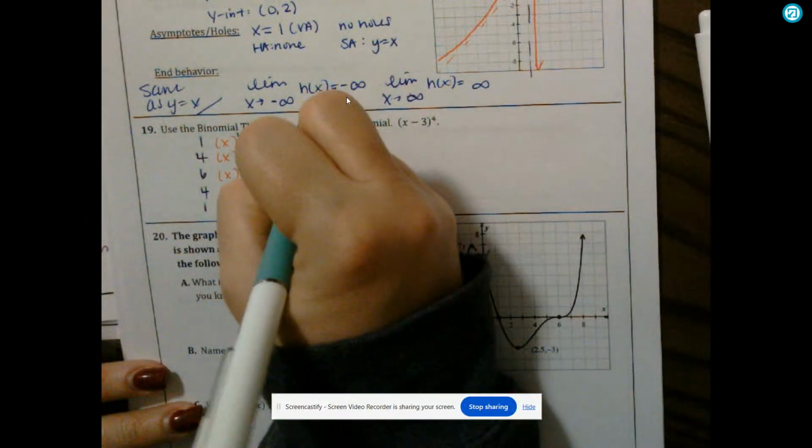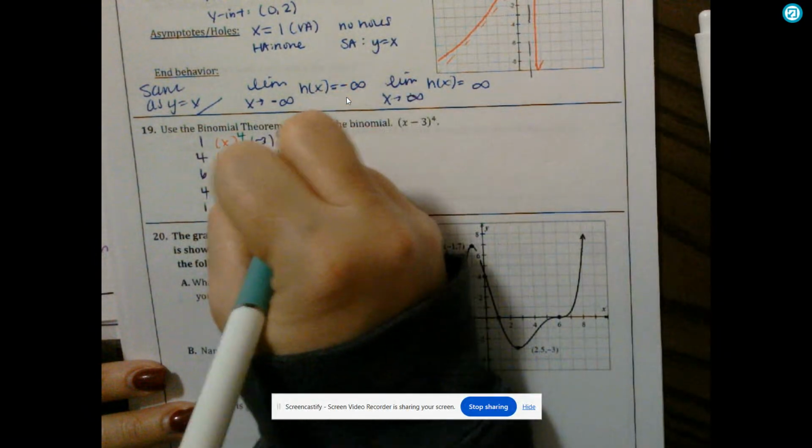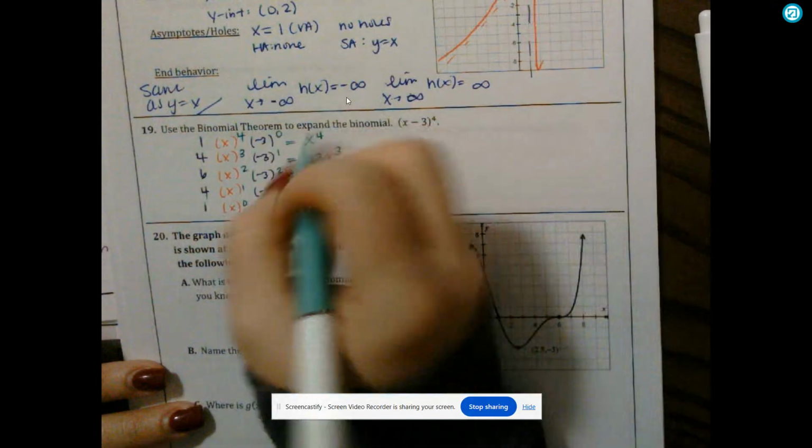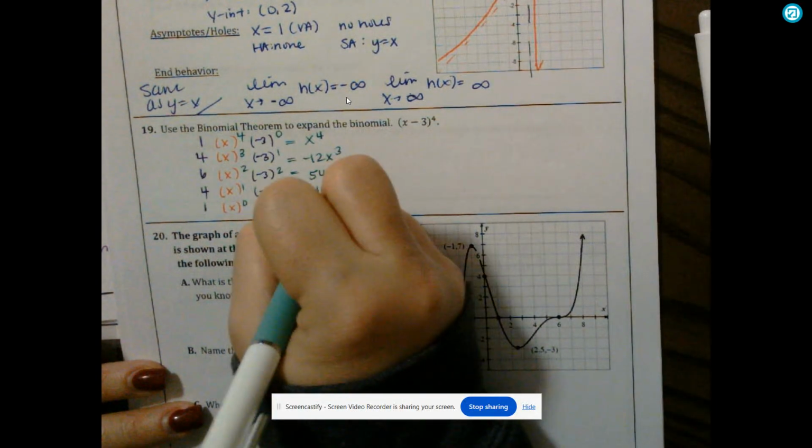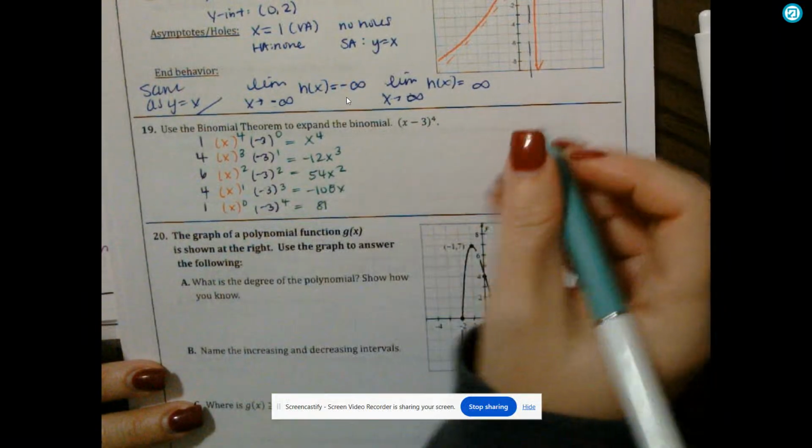All right, so if I work all this out, it's going to give me x to the fourth, negative 12x cubed, 54x squared, negative 108x, and 81.